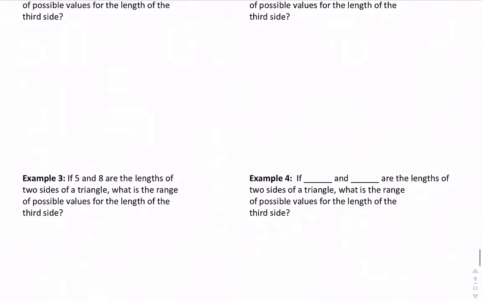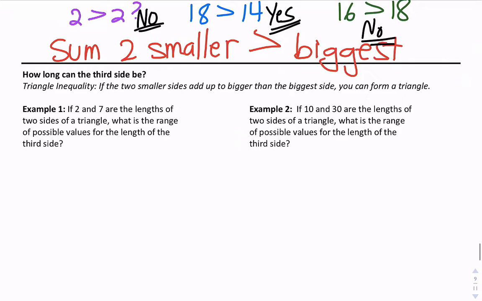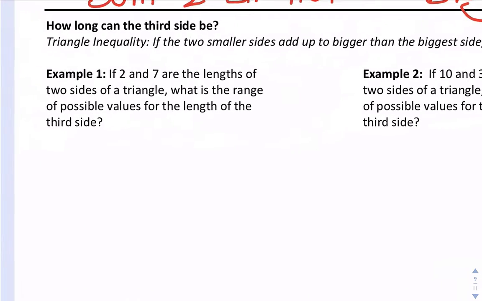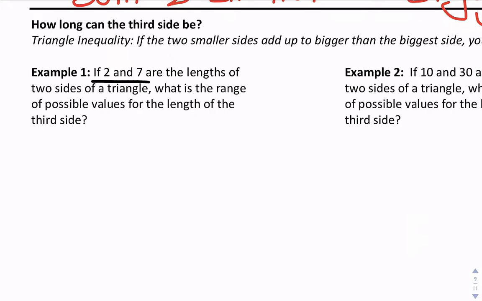Okay. So let's talk about how big can the third side be if you have two smaller sides. So again, here's the inequality: two smaller sides add up to bigger than the biggest side, and you can form a triangle. So here's the first example. If 2 and 7 are the lengths of two sides of a triangle, what's the range of possible values for the third side? So I'm going to draw a triangle.